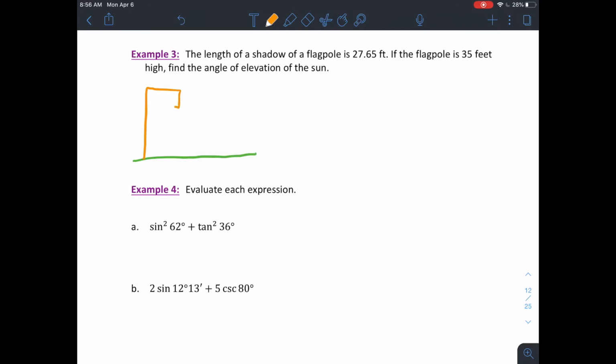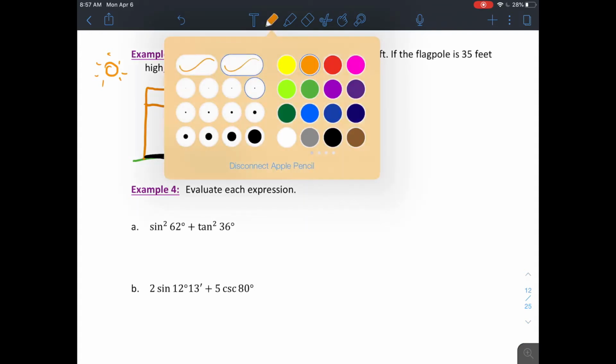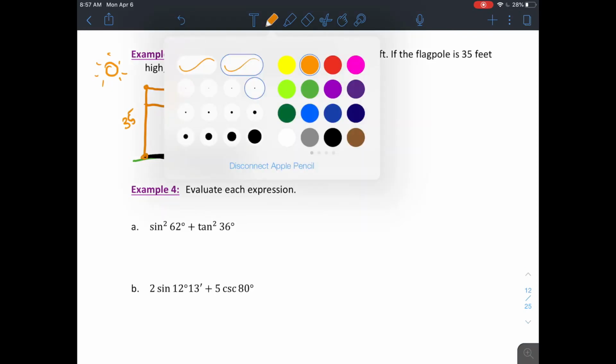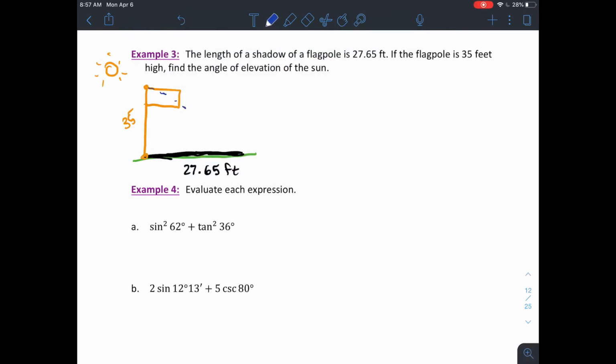Say that I've got this flagpole, and I'm trying to find its angle of elevation to the sun. My shadow's being cast on the ground here. Draw yourself a picture, it always helps. I know that my shadow's length is 27.65 feet, and my flagpole is 35 feet, so this is obviously not to scale. The angle of elevation from the tip of the shadow up to the sun, or across the top of the flagpole, is that angle in the lower right.